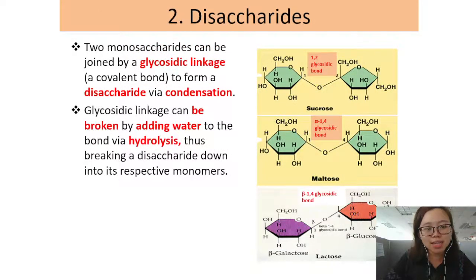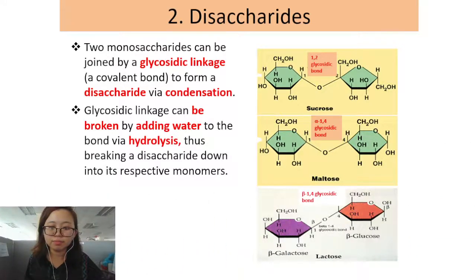Next, we shall move on to the second class of carbohydrates, which is disaccharides. So when you have two monosaccharides, you join them by a glycosidic linkage, which is a type of covalent bond. You will form a disaccharide through the process of condensation. Dalam arti kata lain, disaccharide adalah dua monosaccharide yang disambung melalui kondensasi. Glycosidic linkage can be broken by adding water to the bond via hydrolysis, thus breaking a disaccharide down to its respective monomers. Kalau kita mau kasih pecah, kita tambah air dan proses pemecahan itu digelar sebagai hydrolysis.